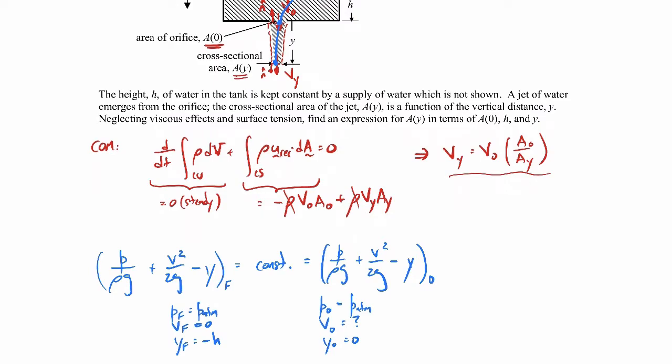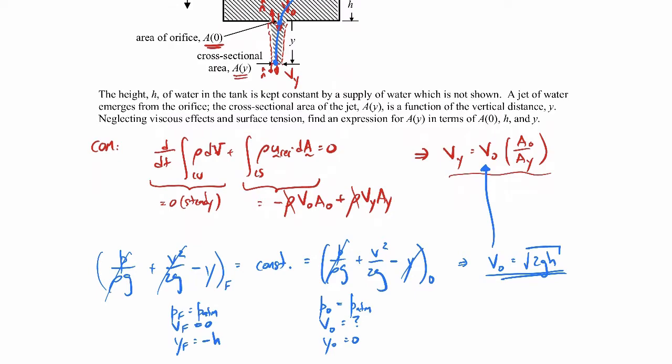So you'll see that the pressure terms will cancel out because they're the same pressure. We don't have this y naught term. We don't have this V_F term over here. And what we'll get when we substitute in is that V naught will come out to be the square root of 2gh. So we now know this expression there.